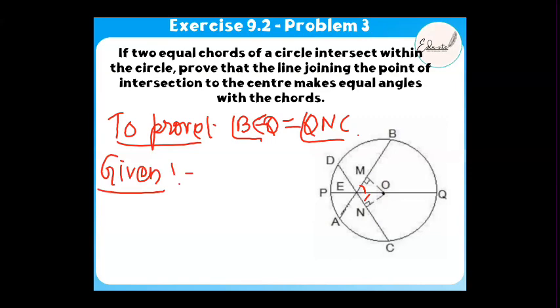They have told you that. Okay. Prove the line joining the point of intersection to the center makes equal angles with the chords. How to prove?